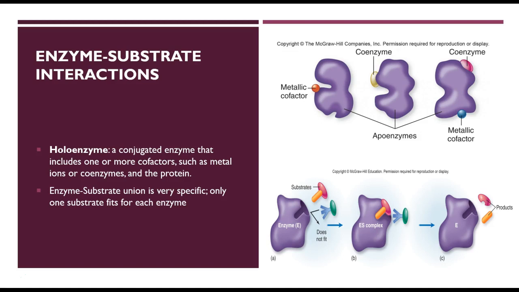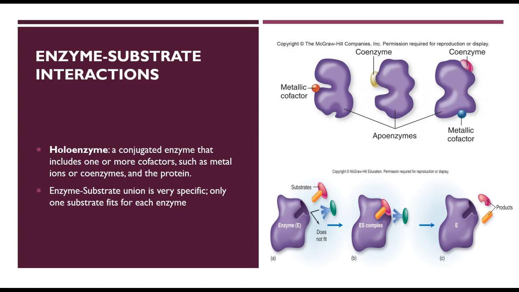So we have some different structures and combinations of enzymes that we're going to look at here. A holoenzyme is a conjugated enzyme that includes one or more cofactors, and those cofactors can be metal ions, they can be coenzymes, or they could be a combination of both of those things. The apoenzyme is just the protein itself, and that's the large structure that comprises the majority of the enzyme.